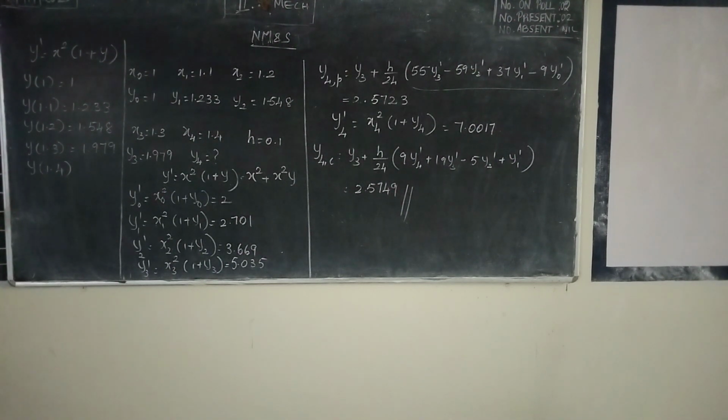Do you need to go for another iteration? Not necessary, because the corrector and predictor values are more or less the same. Both start with 2.57 only. So no need to go for any other iteration. You can stop and you can conclude.